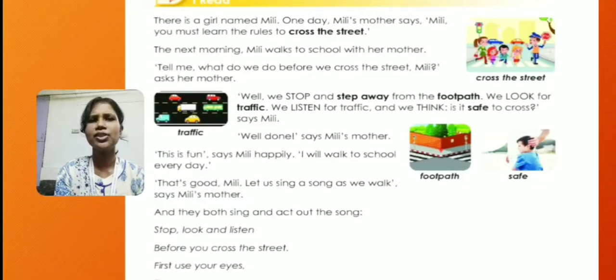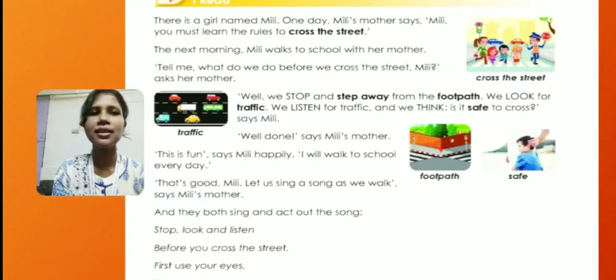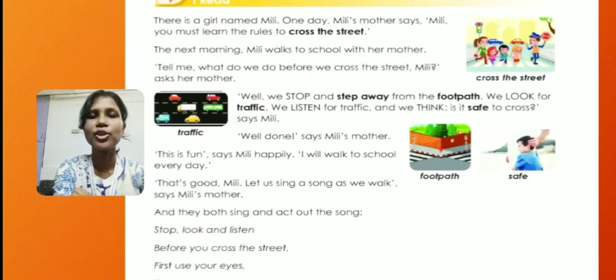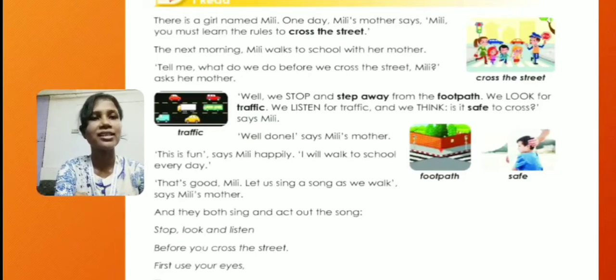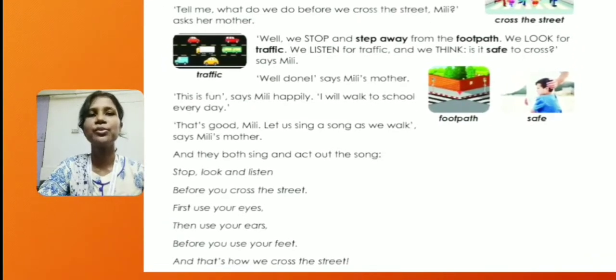So now she was very happy and she said, okay, we will walk to school every day. "That's good, Mili. Let us sing a song as we walk," says Mili's mother. So Mili's mother also became very happy, and they both began to sing and act out the song. They started a song, both the mother and daughter, related to crossing the street.